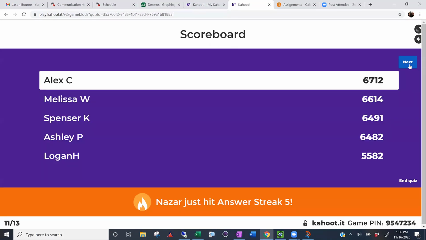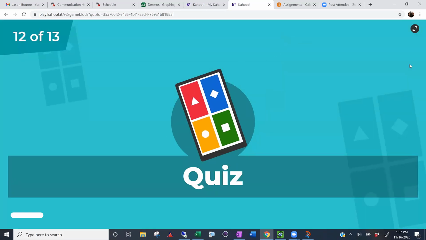Let's see where we're at. Alex still out in front. All right. Getting near the end. Nazar, hey, well done. Answer streak of 5. Keep it up. 2 more.